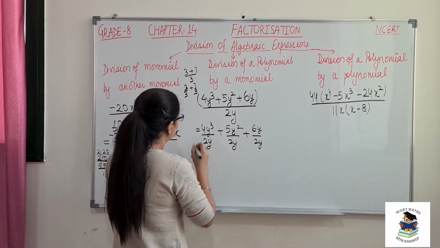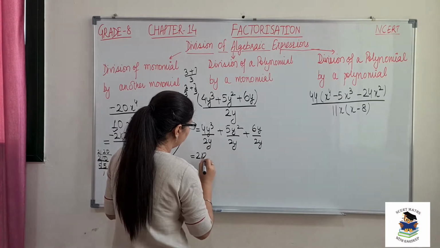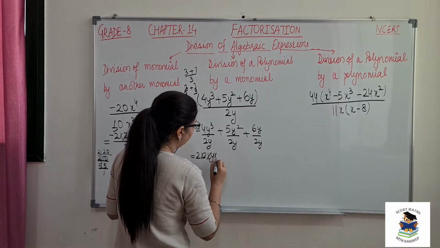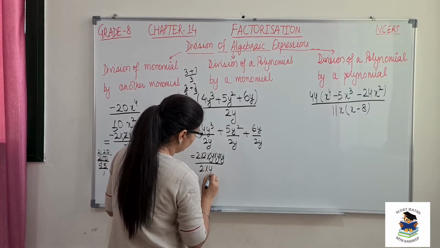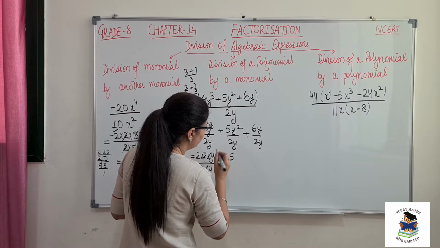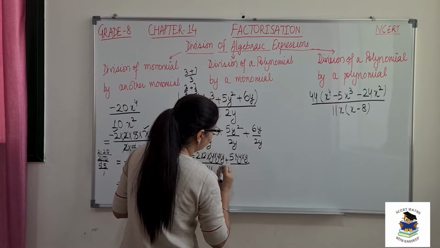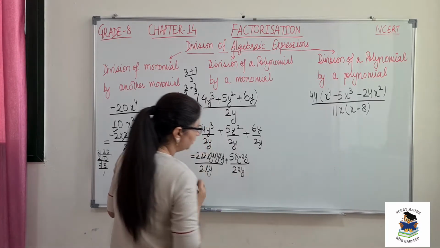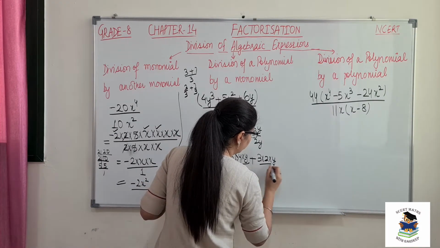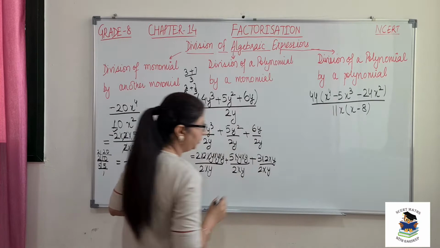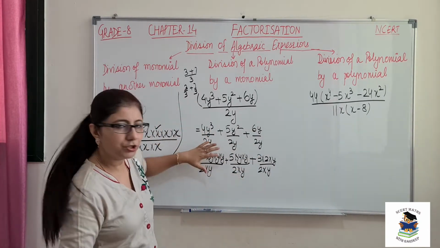Okay, so let's write it. So 4 means 2 into 2. Okay. And y cube is y into y into y over 2 into y. Okay. Then 5 is already a prime number, so it cannot be reduced further. So 5 into y into y over 2 into y. For this 6, it should be 3 into 2 into y over 2 into y. Okay. So now we can cancel the common factor in each term.